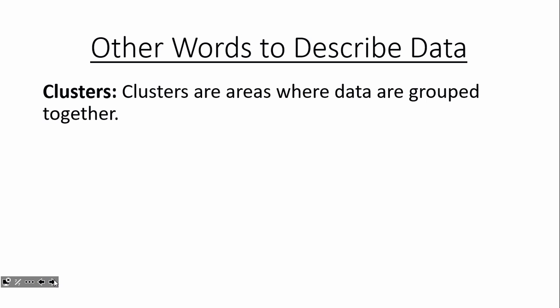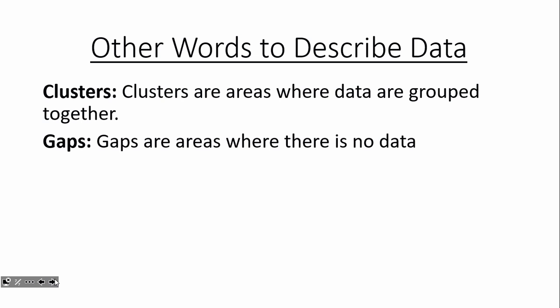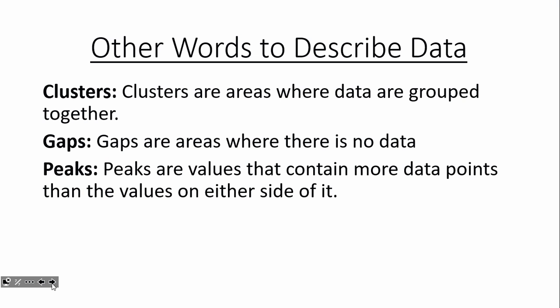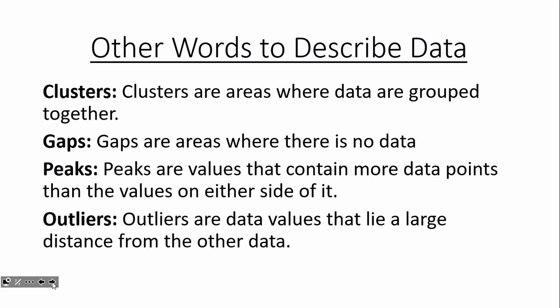So, other words to describe data. We have clusters. Clusters are areas where data are grouped together. Gaps are areas where there is no data, kind of like phone coverage. Peaks are values that contain more data points than the values on either side of it. And outliers are data values that lie a large distance from the other data.